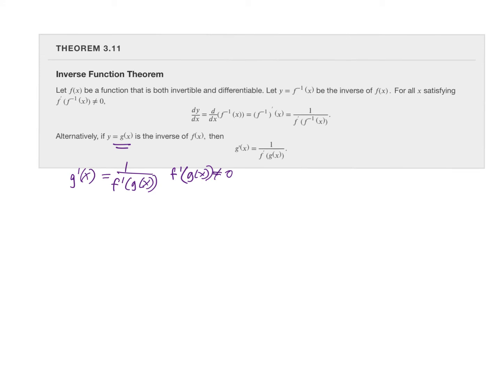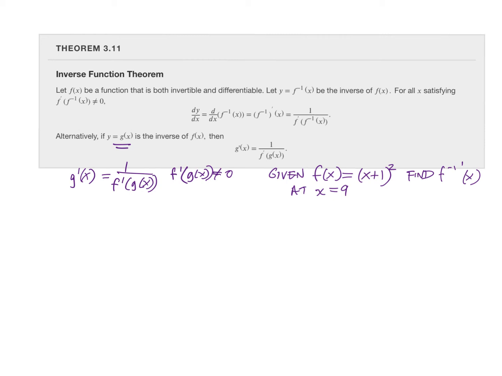So let's go ahead and look at an example. The example says, given f of x equal to the quantity x plus 1 squared, we want to find f inverse prime of x at x equals 9 in 2 different ways. All right, we want to find f inverse prime of x. We want to find the slope of the tangent line to the inverse function at x equals 9, and we want to do it in 2 different ways.